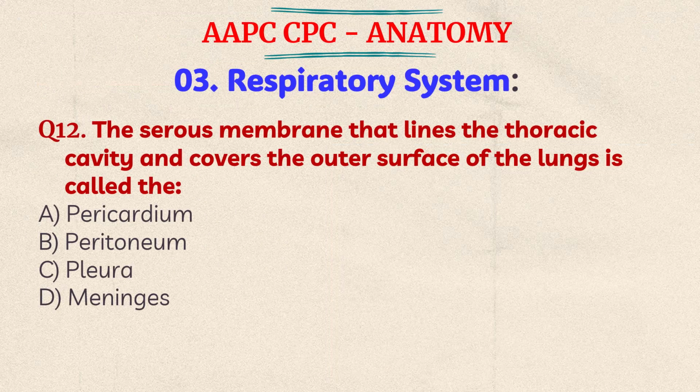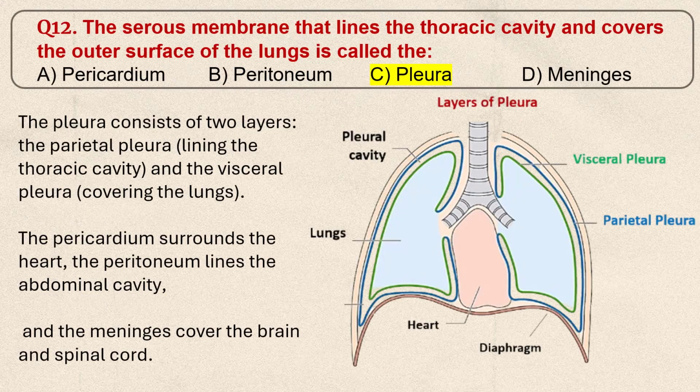Question number 12. The serous membrane that lines the thoracic cavity and covers the outer surface of the lungs is called the A. Pericardium. B. Peritoneum. C. Pleura. D. Meninges. Think the answer. The correct answer is C.